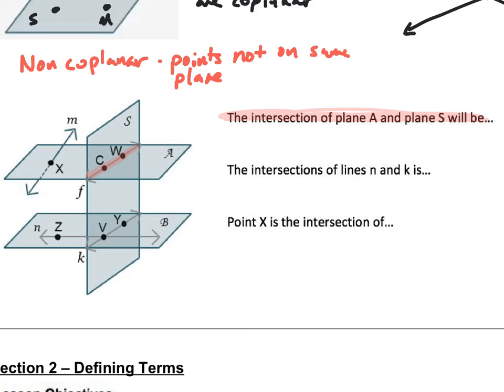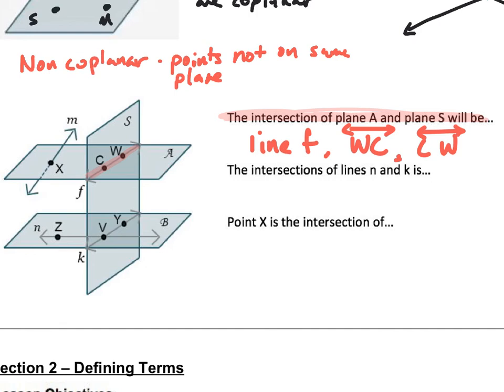And if I were to name that line, I would say either line F, because I see that little cursive letter here next to that line, or I would say that this is line WC, and I would put a line with arrows on the ends, or I could say line CW, and arrows would look like that. So when 2 planes intersect, we get a line. All right, well, that's pretty cool.